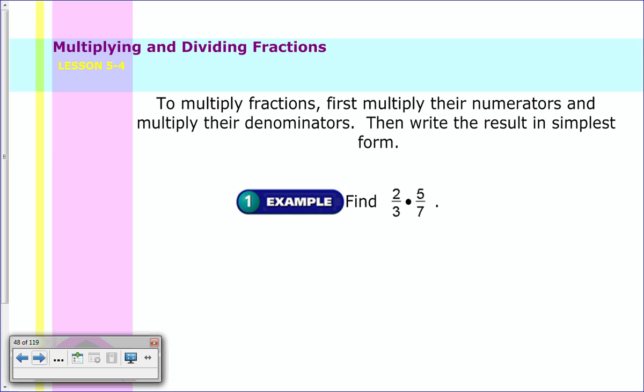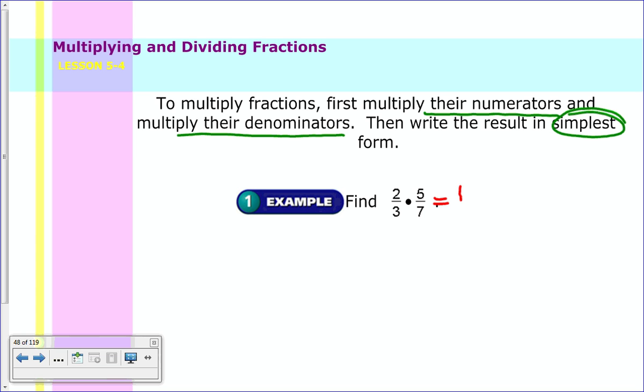Now first, however, we're going to look at how to multiply fractions. And to multiply fractions, what you do is you first multiply together the numerators. And then you multiply the denominators. And when you're all done, just make sure it's written in simplest form. It's really that easy. So, multiply together the numerators.